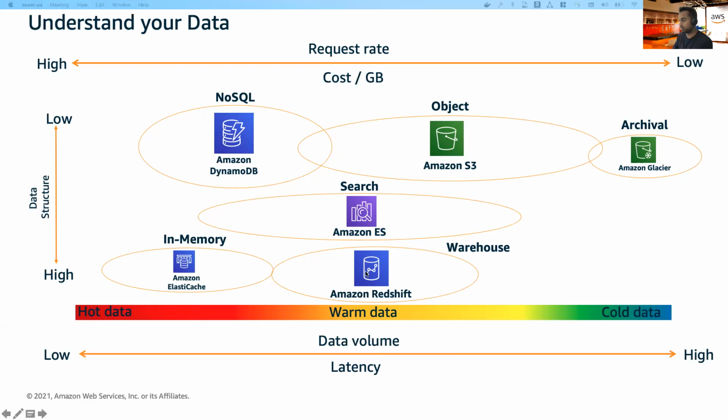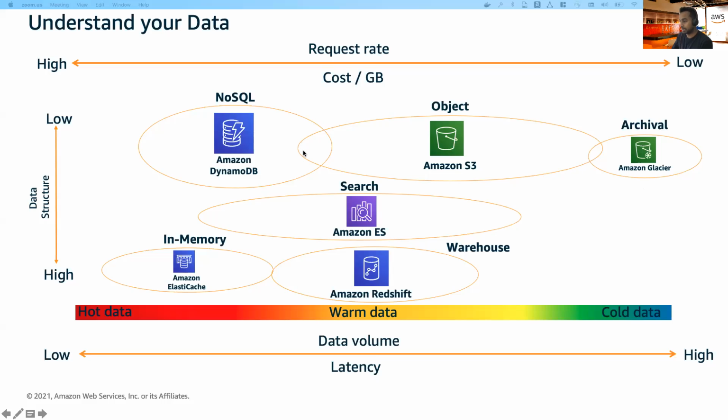If you look at some of the services on the right side, you have the archival data. The cost of storing this data is very low, and it is very infrequently accessed. Typically, you don't do any analytics processing, or use that data for any machine learning models. You're just archiving it, so that kind of thing you just store in something like Amazon Glacier.